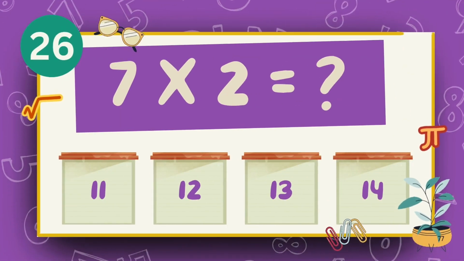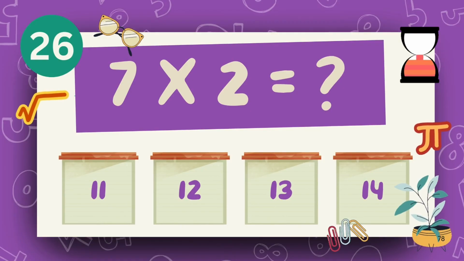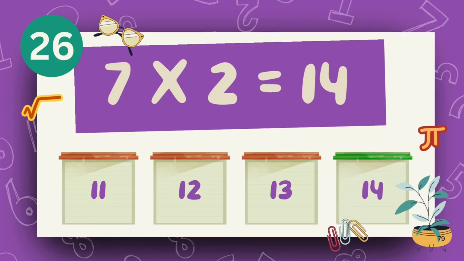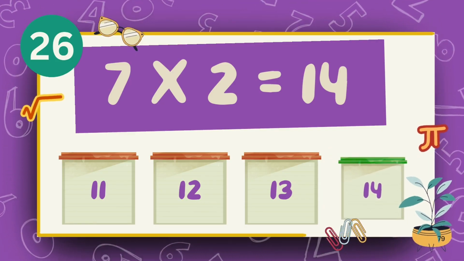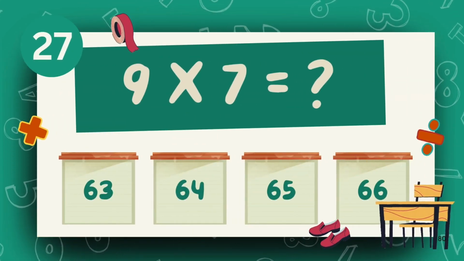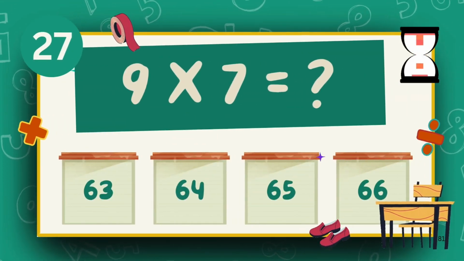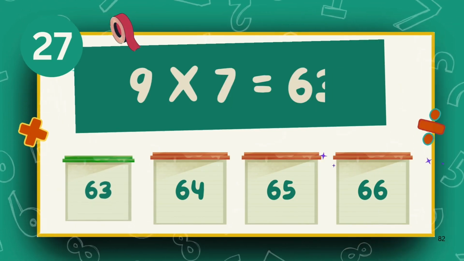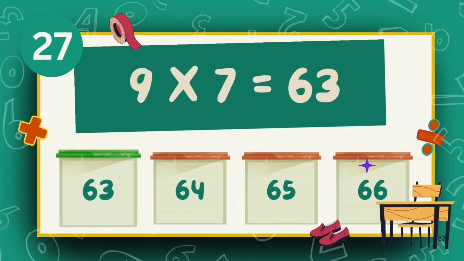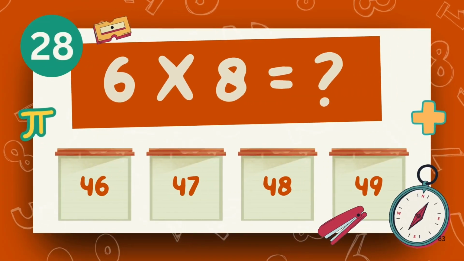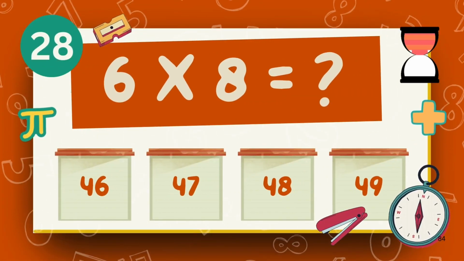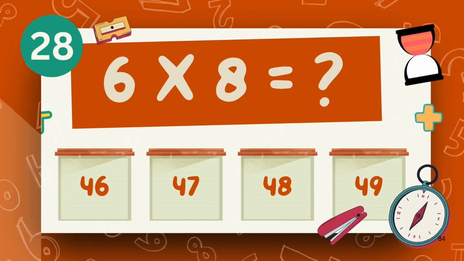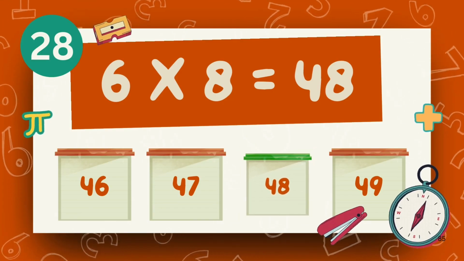What is 7 multiply 2? The answer is 14. What is 9 multiply 7? The answer is 63. What is 6 multiply 8? The answer is 48.